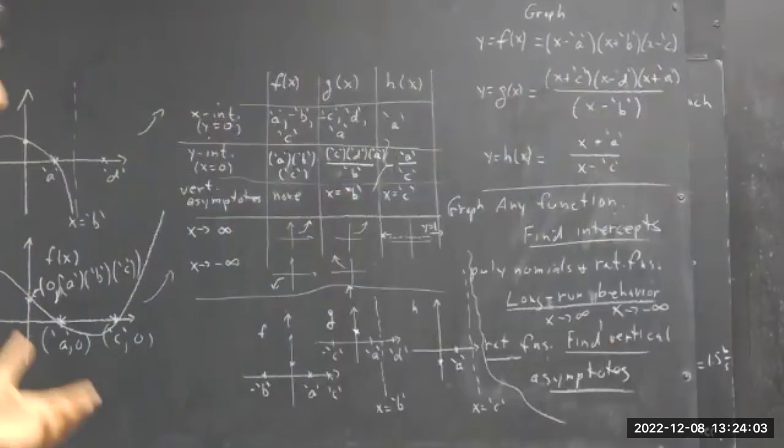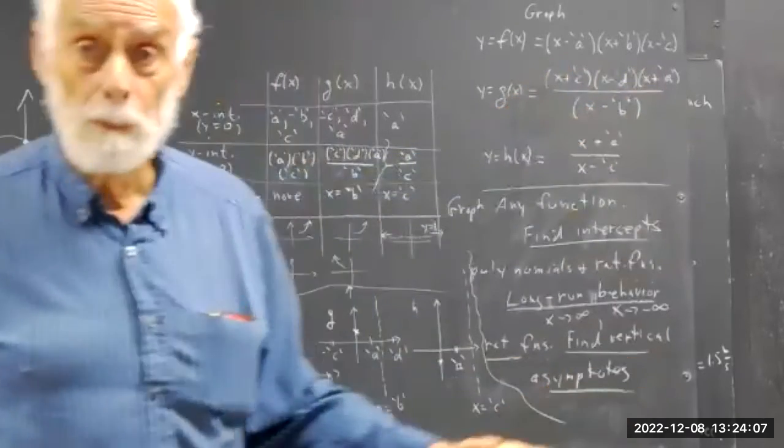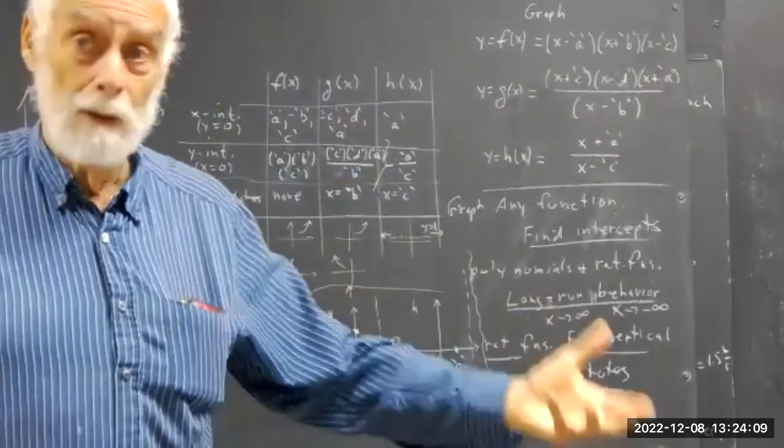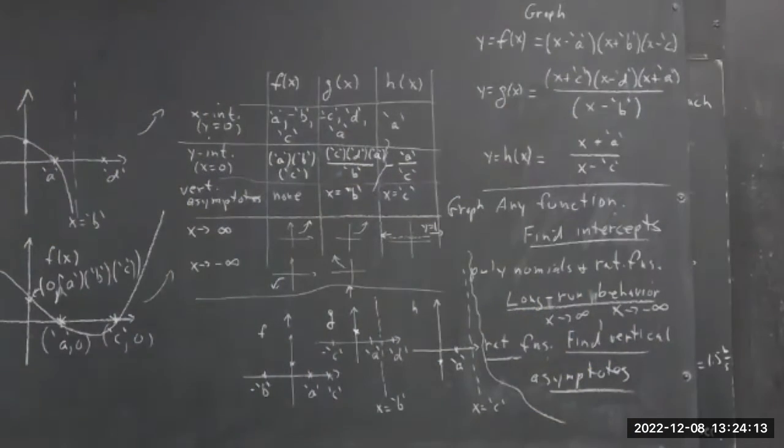Any other number is not going to give us zero for any of these factors. We're not going to multiply out the zero, and you're not going to get y equals zero, which means you're not going to have a point on the x-axis. Okay. Now, what do we do on the other side?